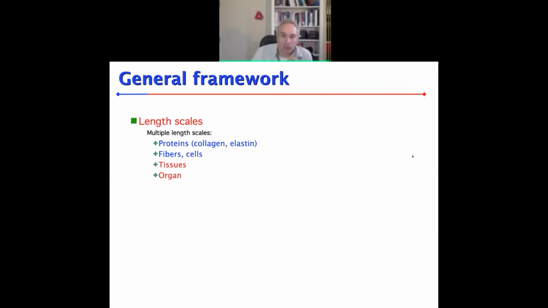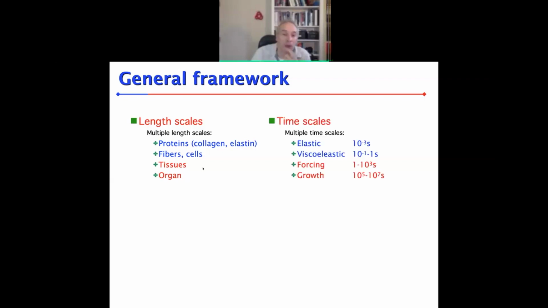So as a general framework, when you look at the problem of growth over all possible scales, you realize that there are multiple scales. The fact that growth happens depends on protein. For instance, in physiology, it mostly depends on collagen and elastin for most of the soft tissue, but also fibers and cells. And at a higher level, tissues and organs.